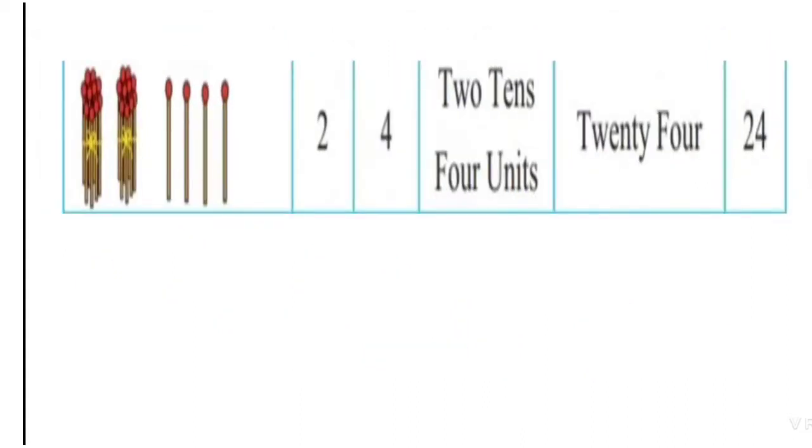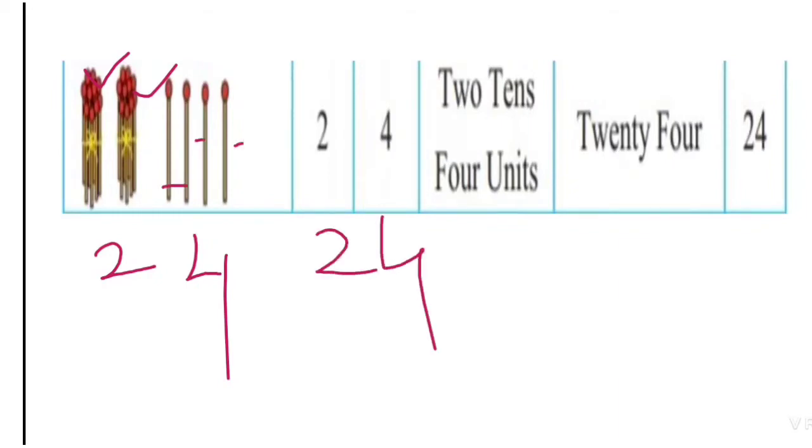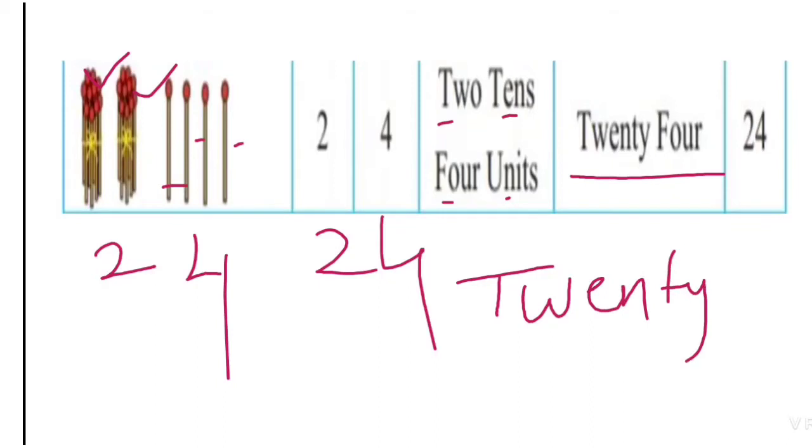Next, 2 tens 4 units. These are 2 tens and 4 units 24. 2 tens 4 units 24. TWENTY 20, FOUR 24.